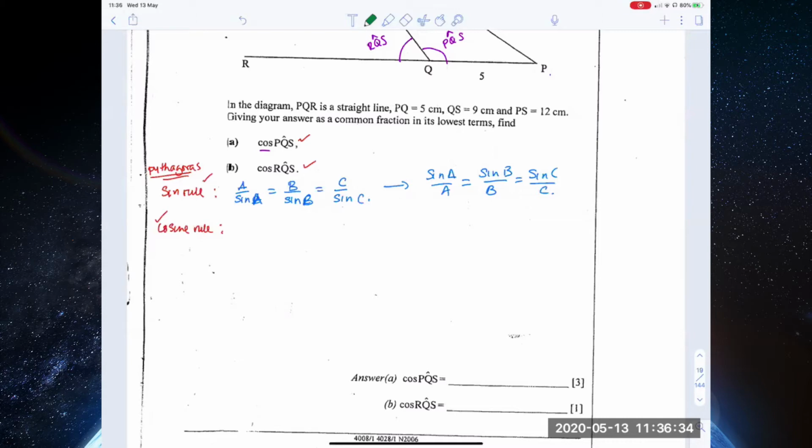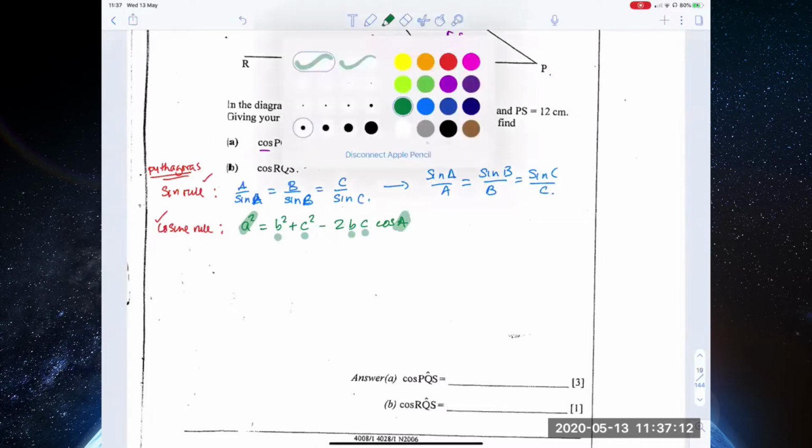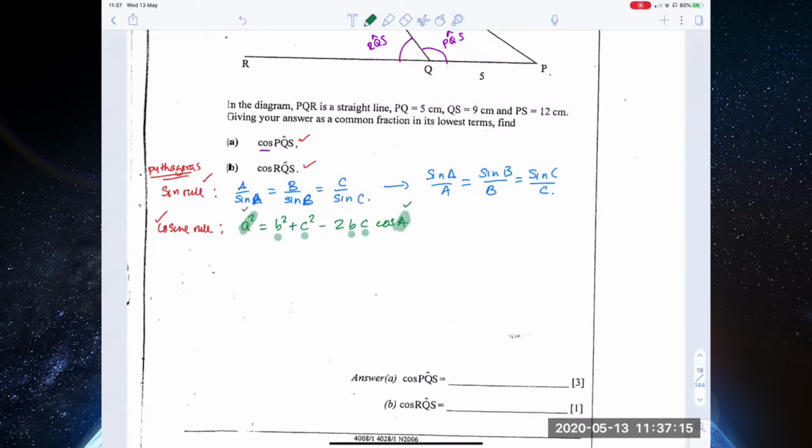So let's start with A. If you say A squared, I'm going to do A squared is equal to B squared plus C squared and then minus 2BC times cos of A. So do you see that we have A squared here and cos A? And then we have B squared, C squared, minus 2BC. So the A squared goes with cos A.